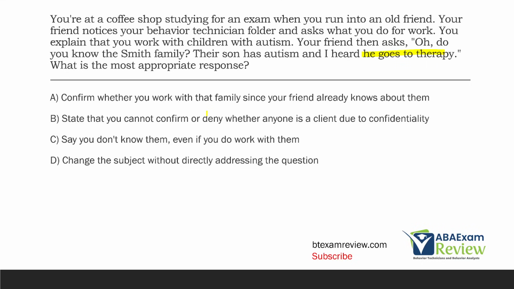That's what your role is as an RBT. And there's nothing wrong with that. So what you're going to do is not confirm or deny. You're just going to move on and say, I can't do it due to confidentiality reasons.